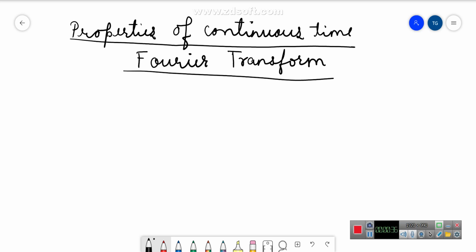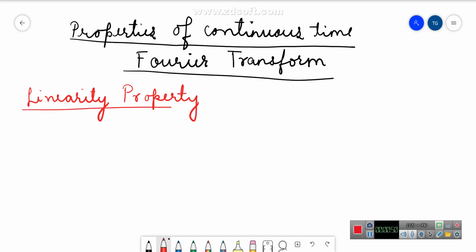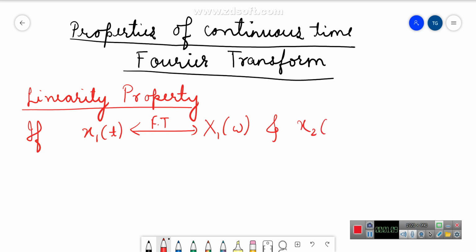First we will see what we mean by the linearity property. If we have two signals x1 of t and x2 of t, then we know the Fourier transform of x1 of t is X1 of omega, and the Fourier transform of x2 of t is X2 of omega.